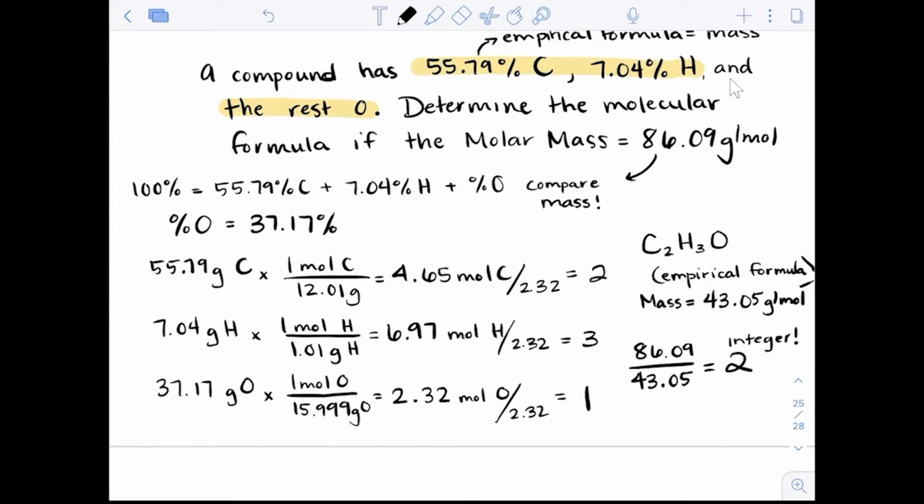That integer is the relationship between the empirical and the molecular formula. So the molecular formula is going to be 2 times the empirical formula. C4H6O2. There you go.